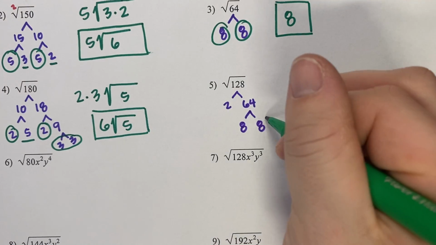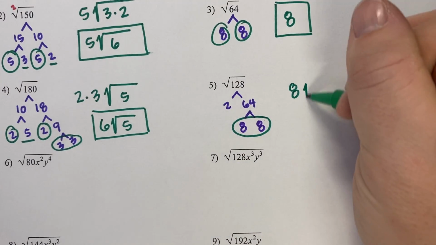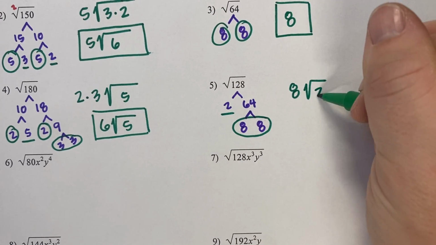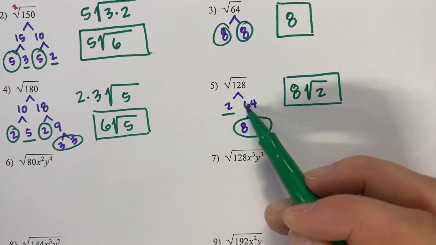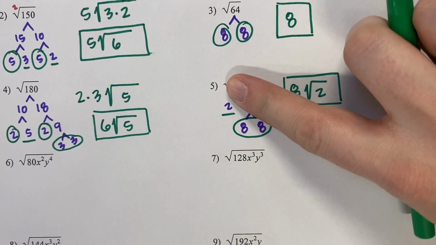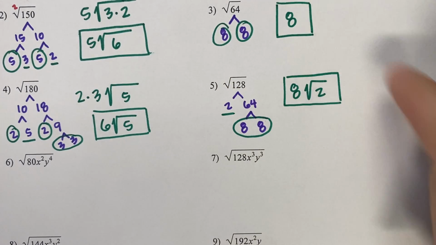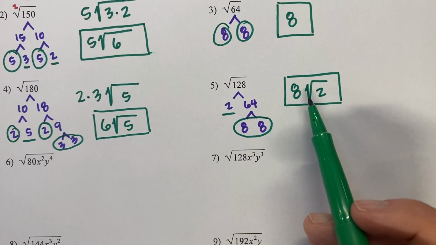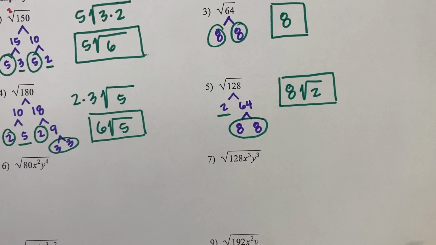Okay, so I see that the 8s can pair up. They create one couple that got to leave my radical, and the 2 had to stay in. Okay, remember that when you break a number down, it disappears. So like the 128 and the 64, they're not there anymore because we broke them down to smaller numbers. Okay, so final answer, 8 root 2. Beautiful.